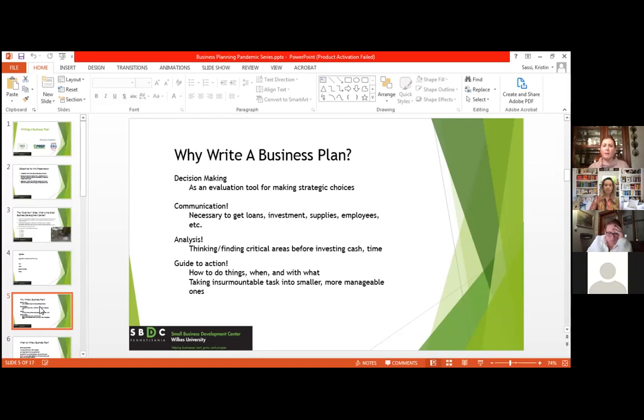It also could be a feasibility study. So even if you aren't looking for financing, I always suggest with my clients to put together some financial projections just so that they know how much money they need to make, taking into consideration all the expenses and so on and so forth to keep the business afloat and to grow. It's a guide to action, how to do things and when to do things.